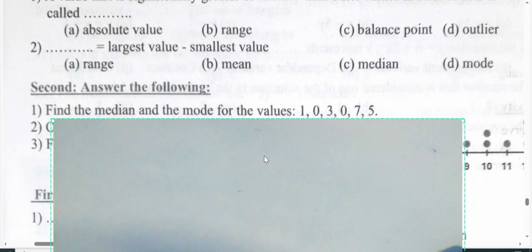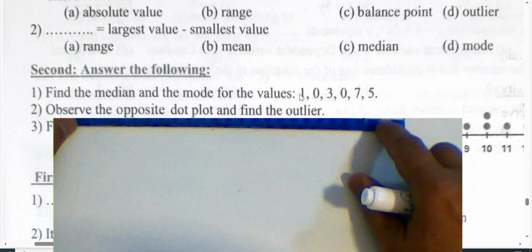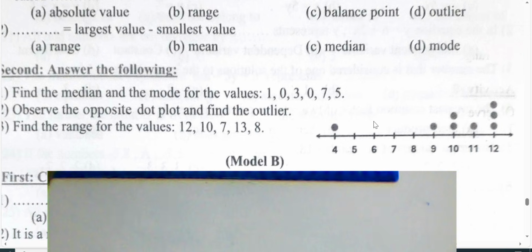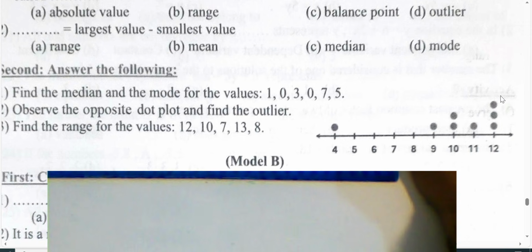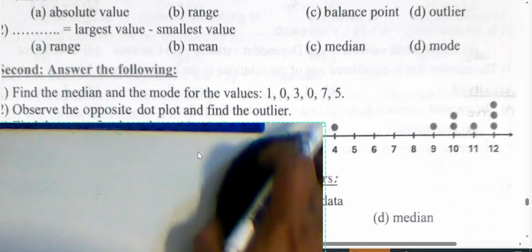Next question, number 2. Observe the opposite dot plot and find the outlier. We have the outlier here will be 4. Here, all numbers are 9, 10, 11, 12, but the outlier number here will be 4. The answer to this question, 4 is the outlier value.